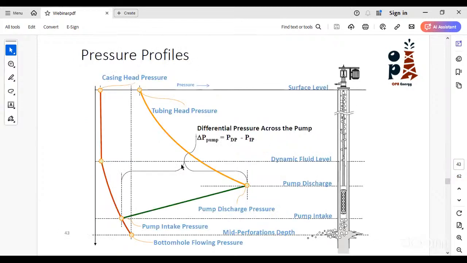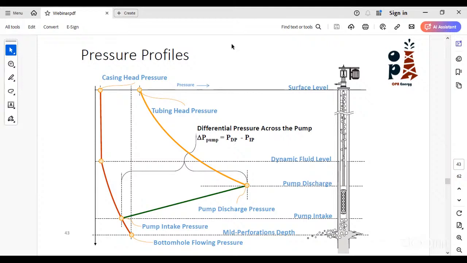Okay, let's start with the pressure profile. The pressure profile, as you can see, is the curve representing the well itself. We are installing a pump at this depth. So from the pump intake pressure, our pump will raise the pressure to this discharge pressure to be able to flow precisely to the tubing head pressure.